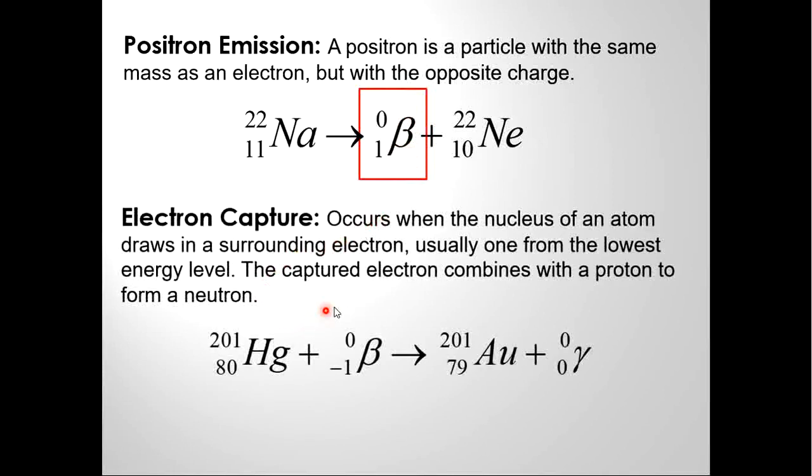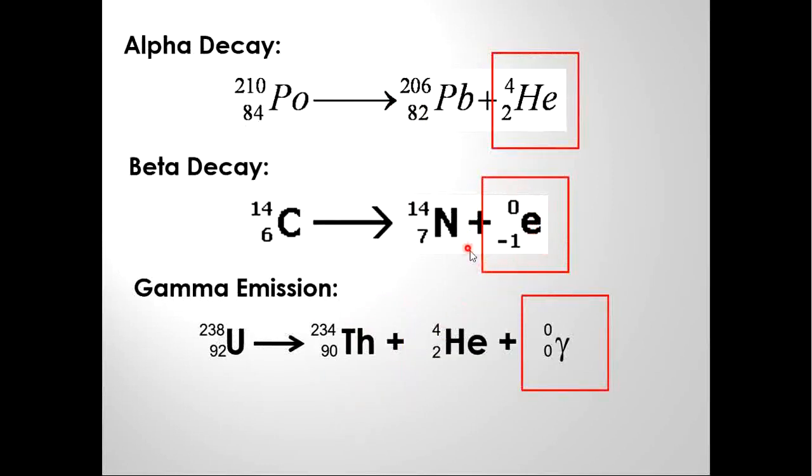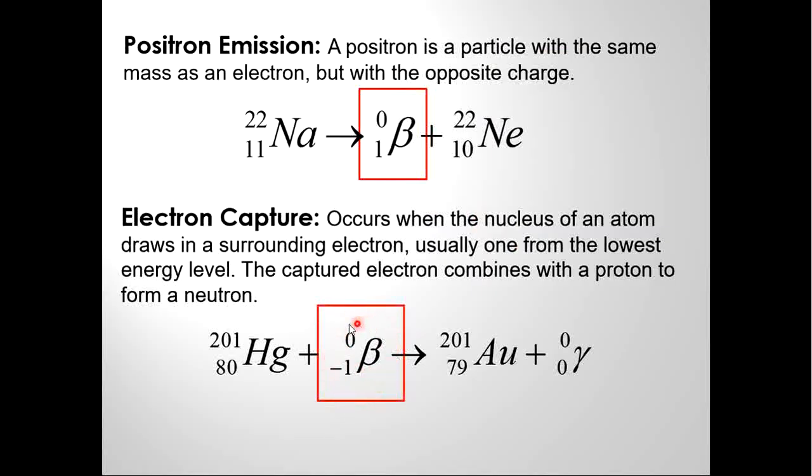Electron capture occurs when the nucleus of an atom draws in a surrounding electron, and it combines with a proton to form a neutron. So here we have mercury, and here is the electron. It captures the electron. So again, same symbol, 0, -1 beta or 0, -1 e. But notice that instead of it being on the right side where the products are, it's actually on the left side where the reactants are. So that's what the electron capture is, and that's how it's different from a beta emission.